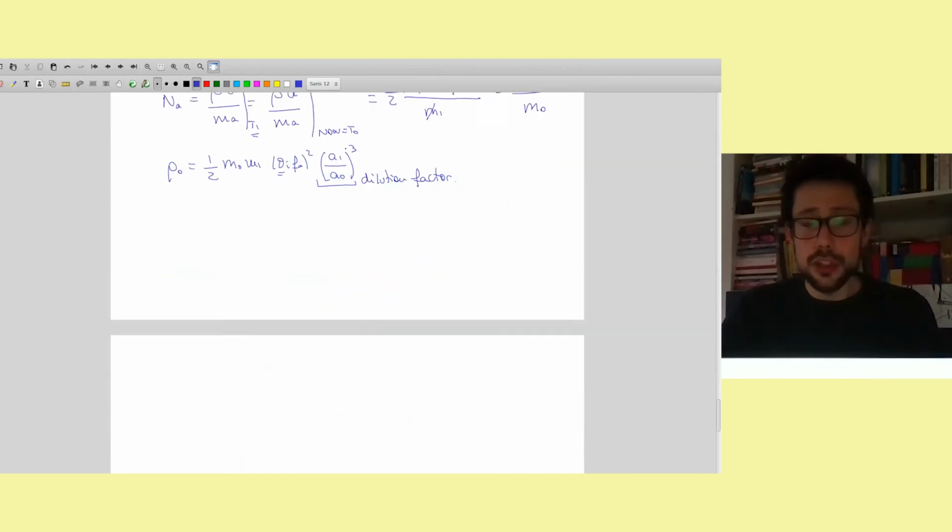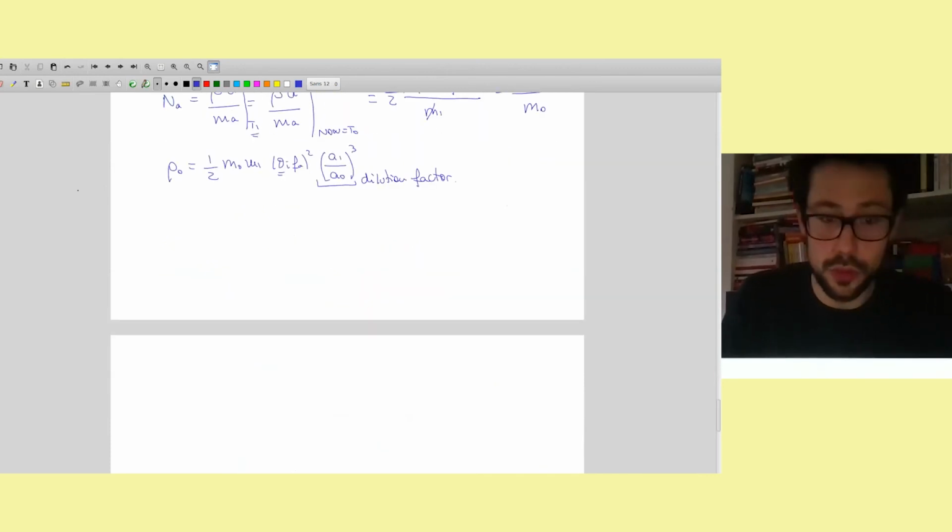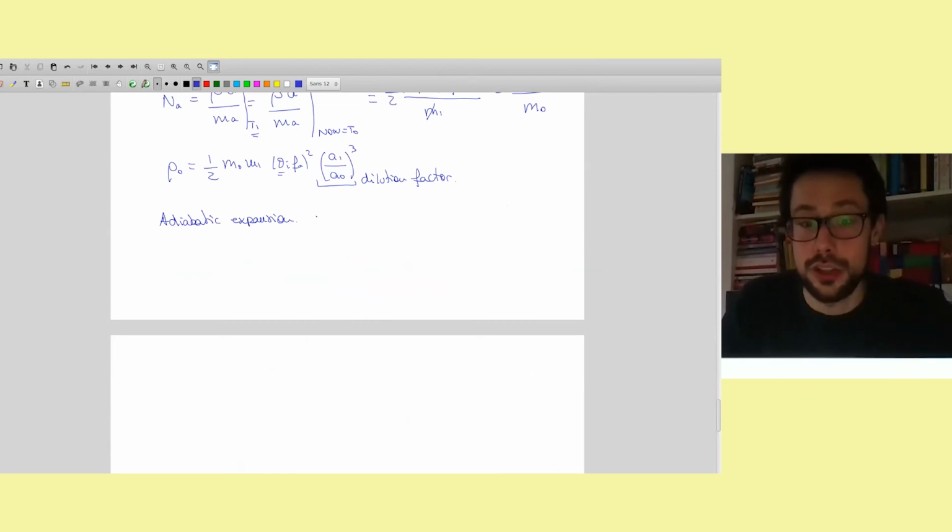So in order to do so, what we can do is take into account that in an adiabatic expansion of the universe, we know that the comoving entropy is conserved. This means that if we define this comoving entropy as the entropy density times A cubed, this is nothing but 2π²g, the number of degrees of freedom, times T cubed times A cubed over 45.